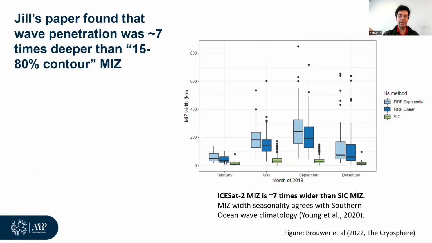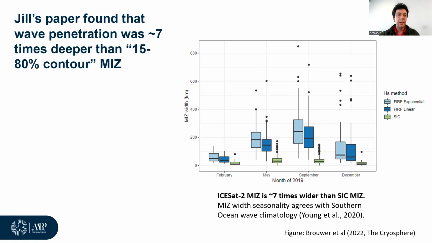And Jill was able to do this for, I think it was about 400 or 500 tracks in the year of 2019. And what we see here in the blue numbers from this technique is the seasonality of wave penetration into the MIZ, which peaks in winter with a minimum in the summertime months. And if we compare that to the sea ice definition, you can see that it's far deeper than the sea ice concentration, about 6 times deeper, I think it ended up being in that paper.